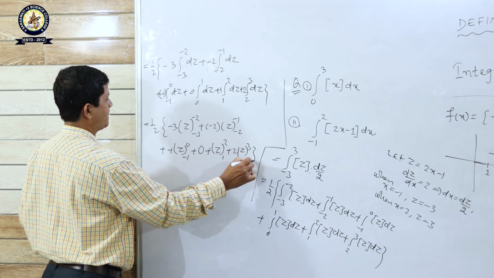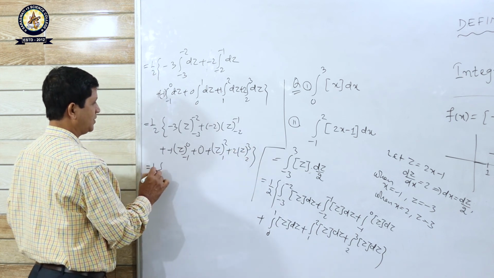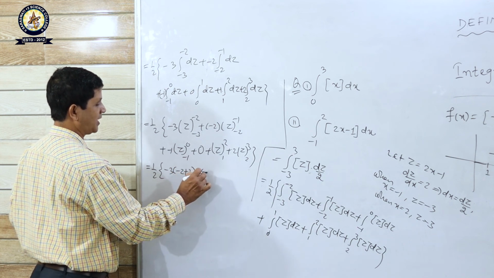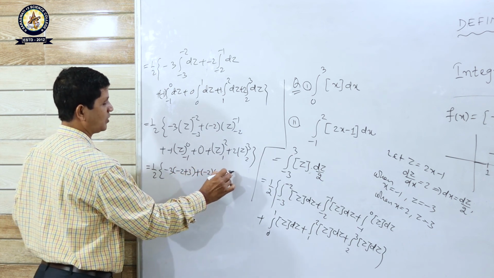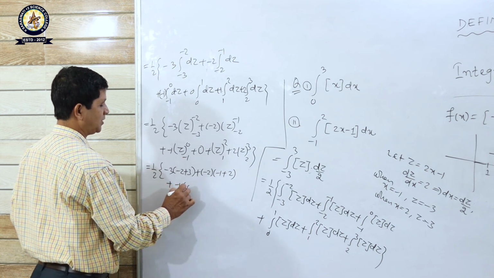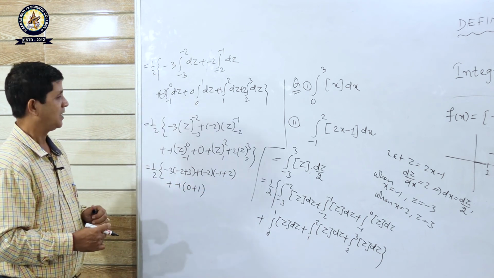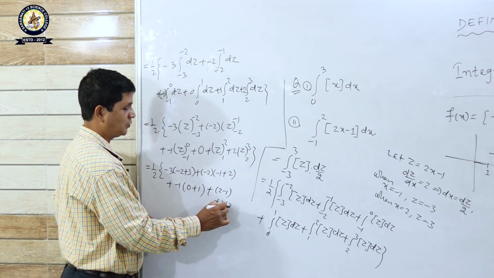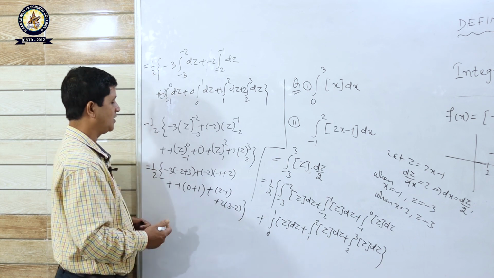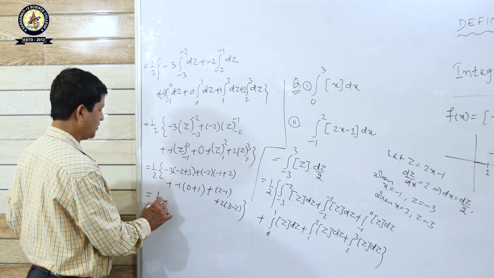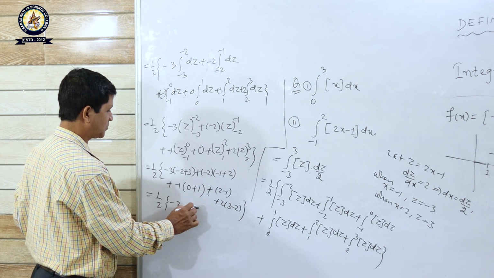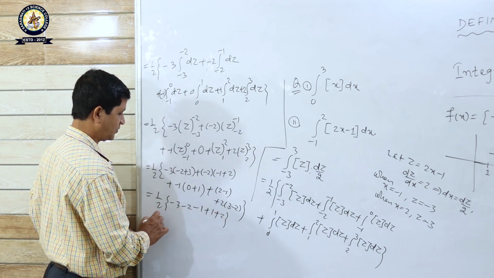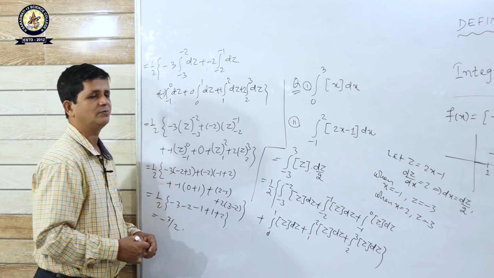So it is half into minus 3 into minus 2 plus 3, plus minus 2 into minus 1 plus 2, plus minus 1 into 0 minus of minus 1, and it is 0, then next is 2 minus 1, plus 2 into 3 minus 2. Finally, you get half into minus 3 minus 2 minus 1 plus 1 plus 2. The final value is minus 3 by 2.